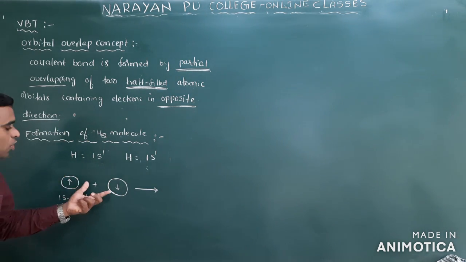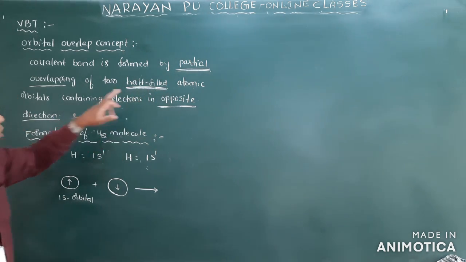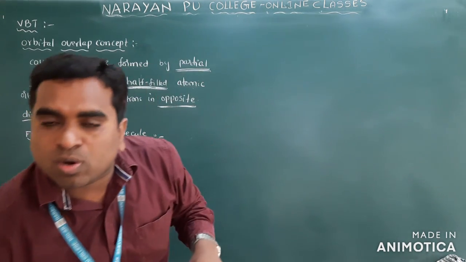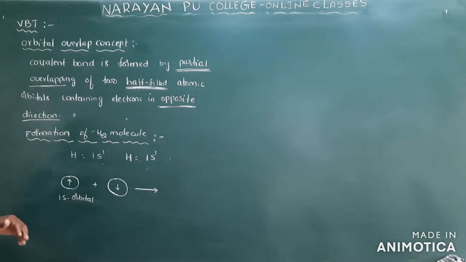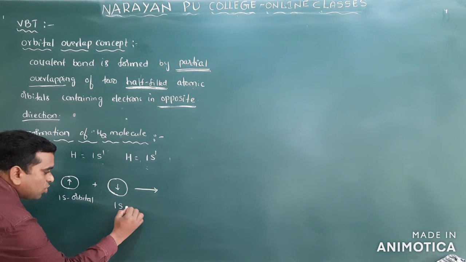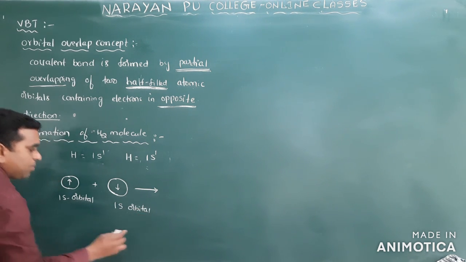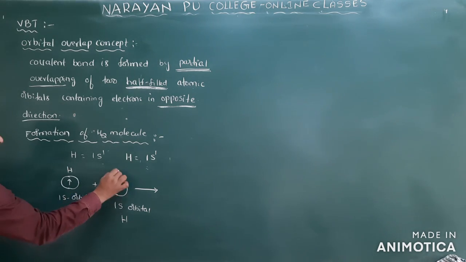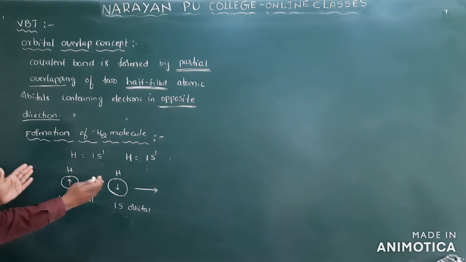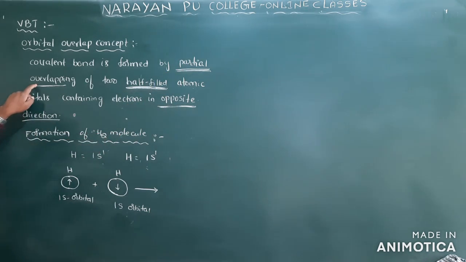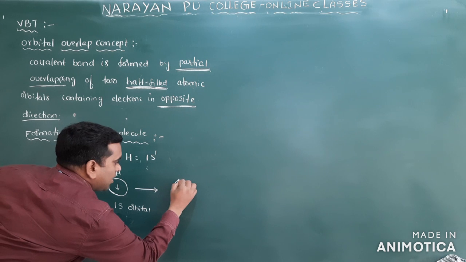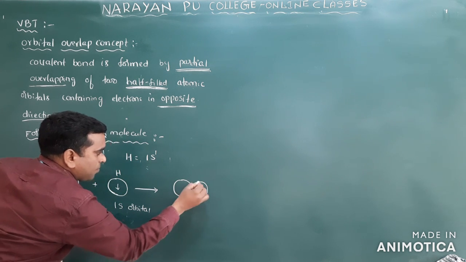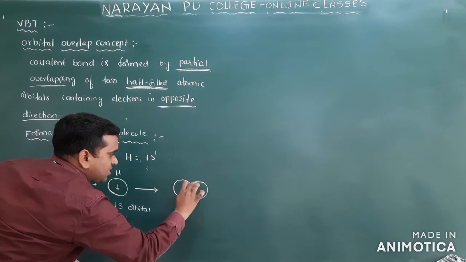So which orbitals overlap? Always half-filled atomic orbitals, the valence shell orbitals. Only valence shell electrons participate in the overlap. So this is a 1s orbital, and this is also a 1s orbital, of one hydrogen and another hydrogen. Or simply you can write hydrogen here and here. The 2 hydrogen atoms combine and overlap. This is partial overlap.